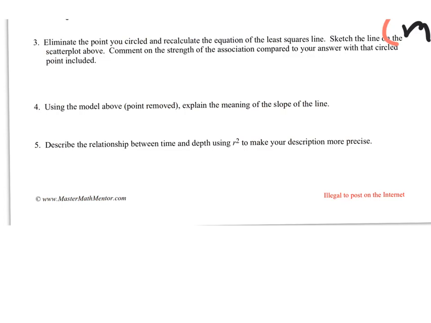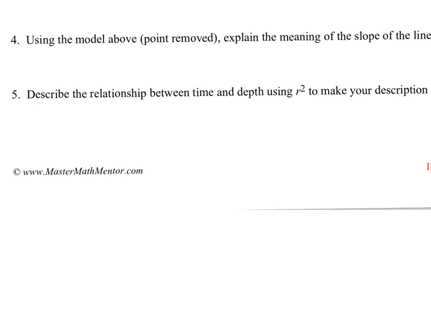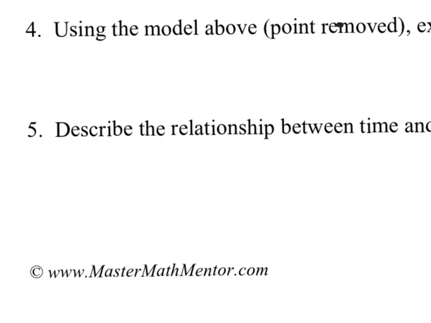All right, we did number 3. So number 4 now: use this model above with the point removed to explain the meaning of the slope. This is important because this is going to be asked of you every time you have a problem that is based on linear regression. The slope would be equal to what? The feet per minute. Yes, I'll add that. Feet per minute. But what was the number? It was a negative 17 something.